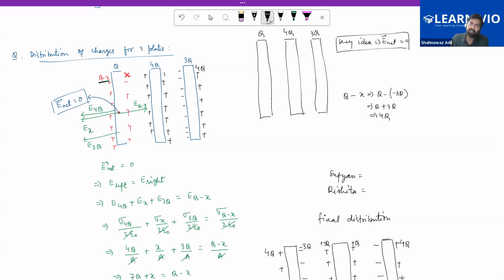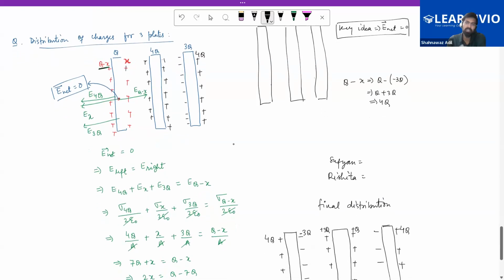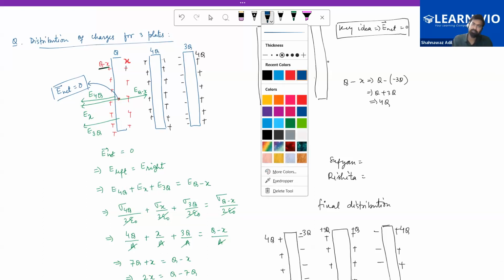And then we have that final distribution. So I assumed that this is positive, but when we solved it, we got that this is negative. So please note it down, and then we'll do one more question about this, and then we can do the next problem.